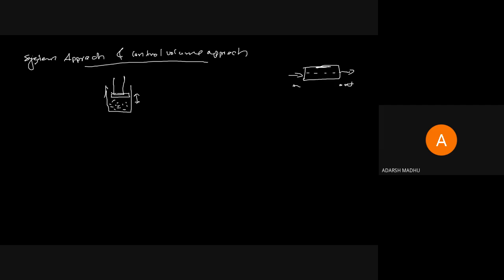It can be treated as the system approach, which can be defined as a particular type of approach where the matter remains the same. A system contains the same matter. A system containing the same matter is called the system approach, or we can say the Lagrangian approach. An example is the piston intake and exhaust stroke. It is the example for the system approach or Lagrangian approach.